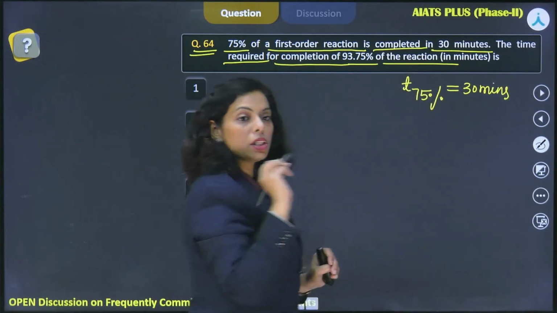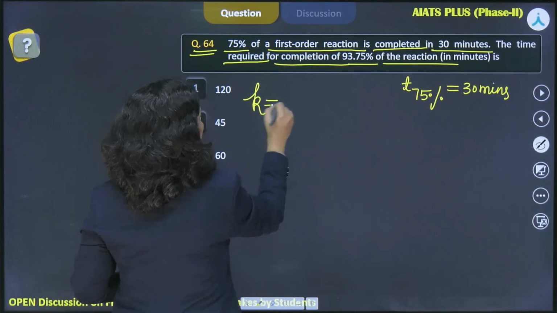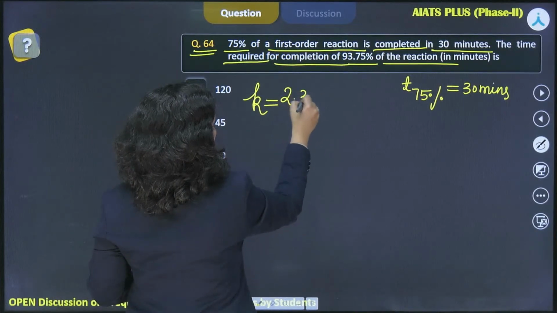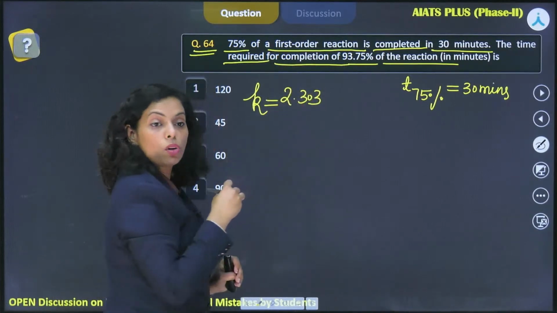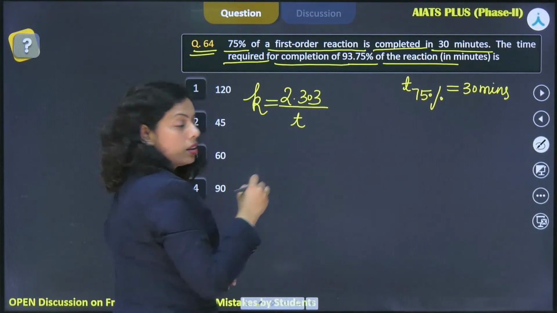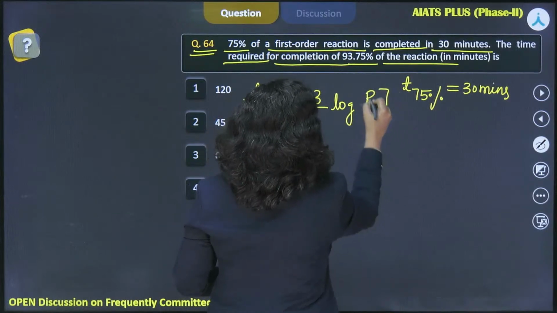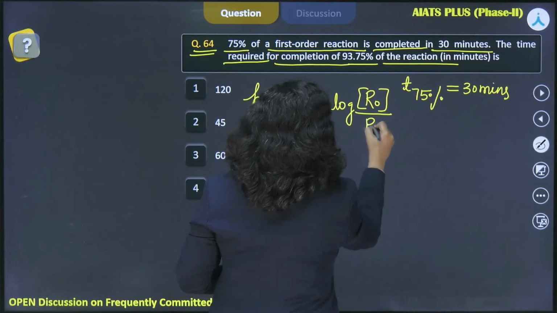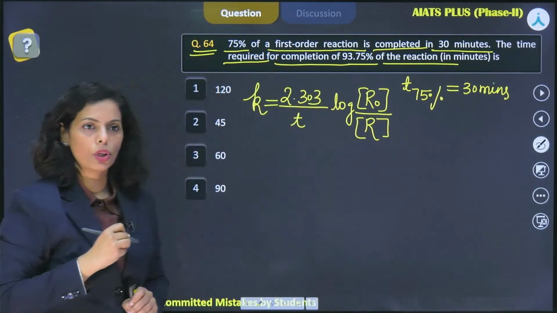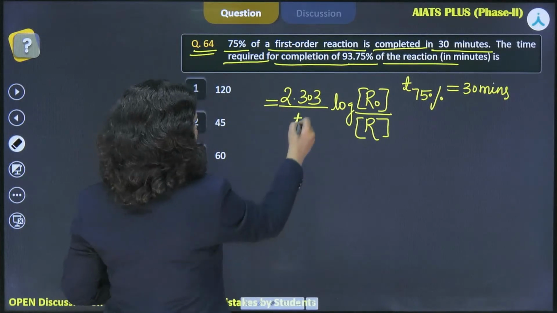Now what is the formula for the calculation of k for the first order reaction? The simple formula I hope you know: k equals 2.303 by t log R naught, the initial concentration of the reactant, upon the remaining amount after time t. Okay, and this can also be represented as, suppose time needs to be calculated, then k will come here.